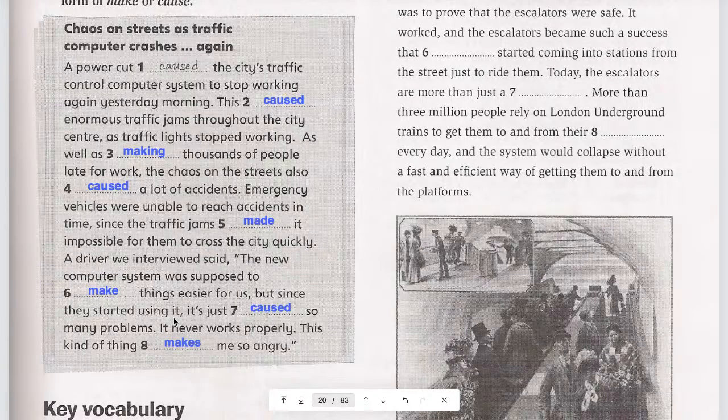So underline that since they started using it, that means that they started somewhere in the past and until now, it has just caused so many problems. So that's why we need to use the present perfect tense there. Underline since they started using it. Okay? Somewhere in the past. Started somewhere in the past.